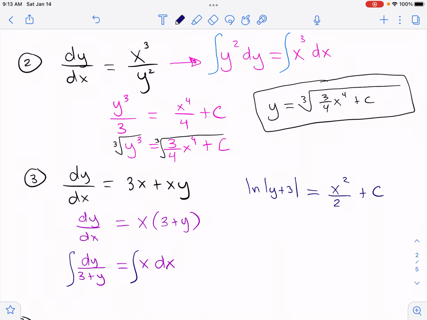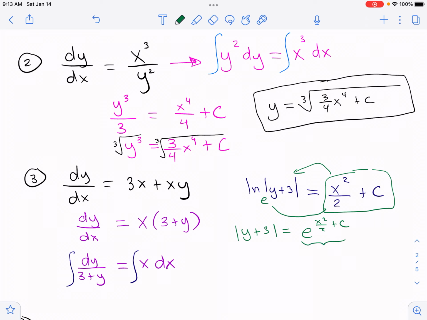We want to solve for y, so we need to turn this equation into its exponential form. So the base of ln is e. So I'm going to say e to the whole other side. e to the this is equal to that. So I get the absolute value of y plus 3 is equal to e to the x squared over 2 plus c. Note that's up in the exponent.